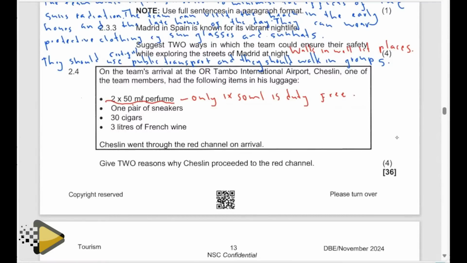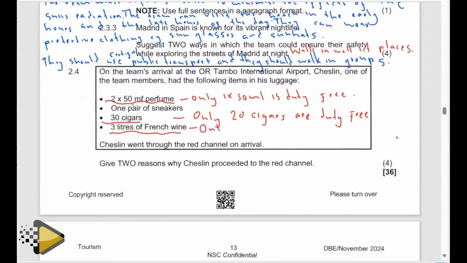Then the questionable thing now is 30 cigars. So when it comes to 30 cigars, only 20 cigars are duty-free. So there is a problem here when it comes to cigars. She is above or he is above the limit by 10 cigars. Then moving on to the next one, 3 liters of French wine. Also here we have a challenge. The 3 liters of French wine, it means that he has gone above the limit.